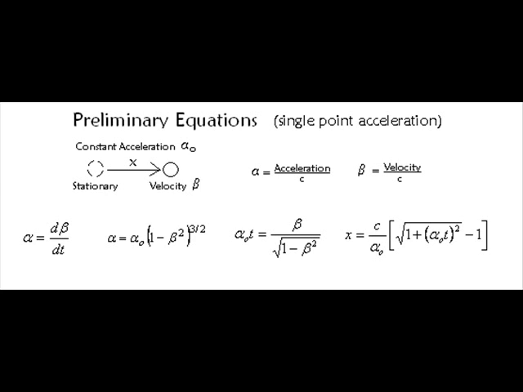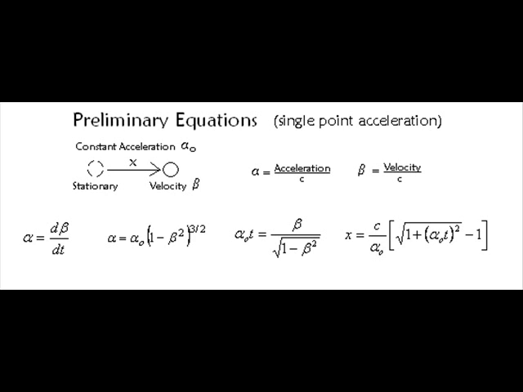An object which is feeling a constant acceleration will be experiencing acceleration alpha sub 0. This is the proper acceleration of that object. An object undergoing constant proper acceleration alpha 0 will be observed to have acceleration alpha as seen by a stationary observer watching the acceleration. Alpha is the derivative of velocity with respect to time. It's also equal to alpha 0 times the quantity 1 minus beta squared to the 3/2 power.